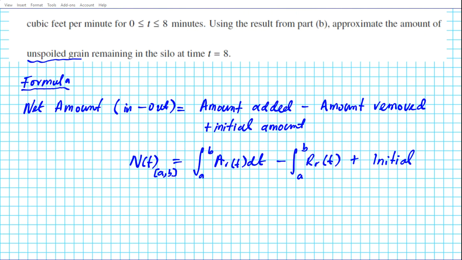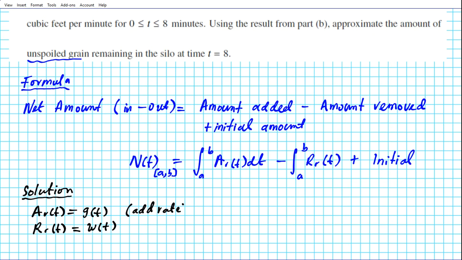Okay, now that we have the formula, let's go ahead and solve the problem. Alright, so we just need the functions. In this particular situation, the rate at which amount is being added, A sub R of t, is given by the function g of t. This is the add rate, and the function at which grain is being taken out of the silo is w of t. This is the removal rate. So to get the net amount, we're going from 0 to 8.